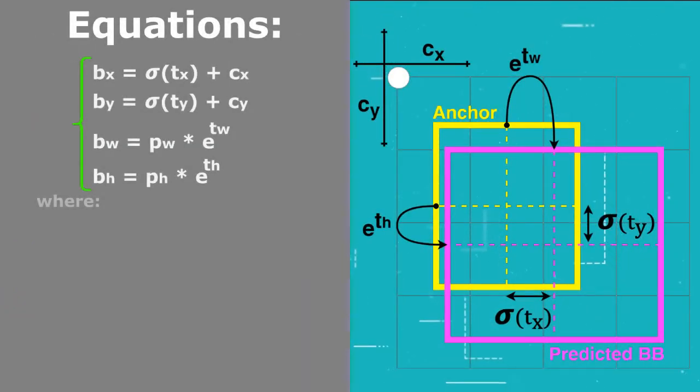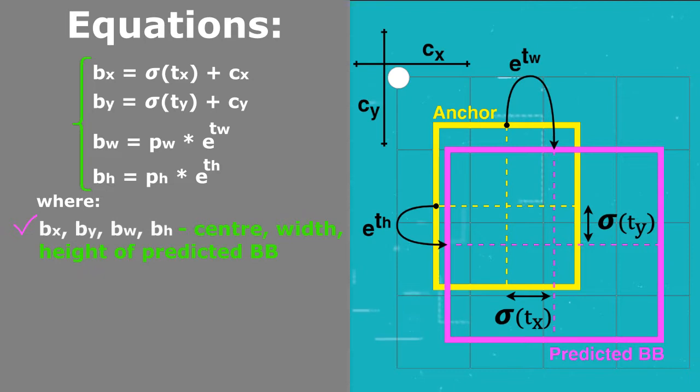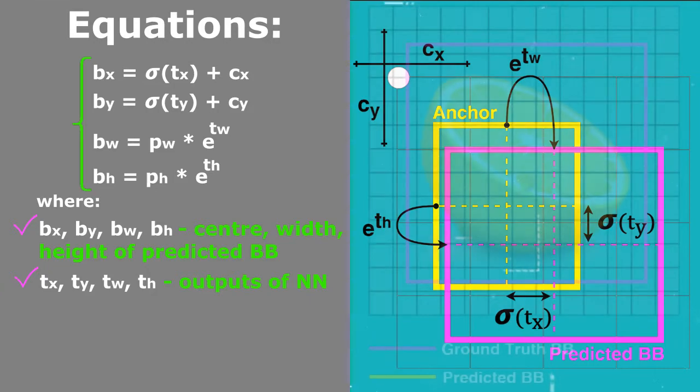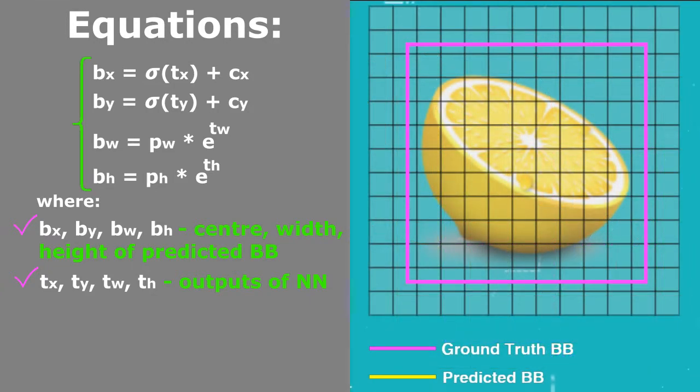bx, by, bw, bh are the center coordinates, width and height of the predicted bounding box. tx, ty, tw, and th are outputs of the network after training. To better understand these outputs, let's again have a look at how YOLO version 3 is training. It has one ground truth bounding box and one center cell to be responsible for this object.